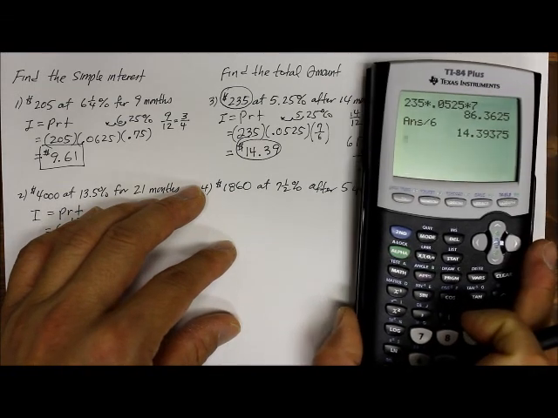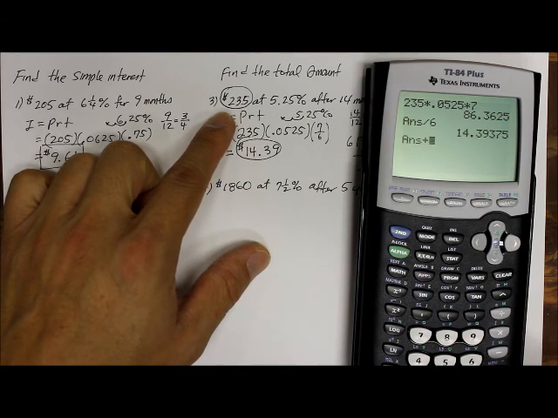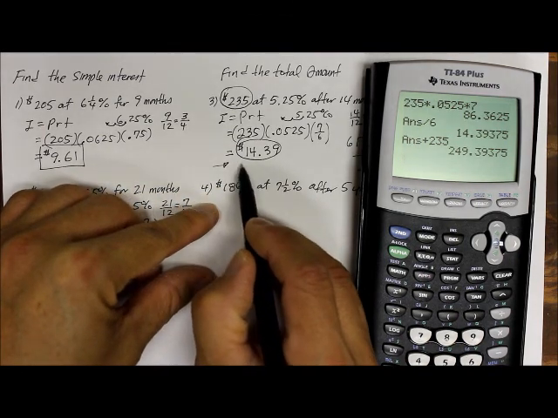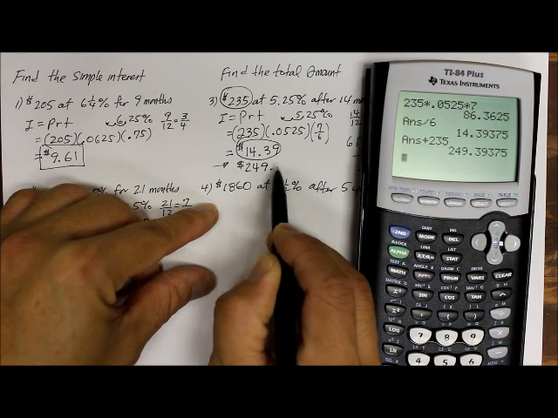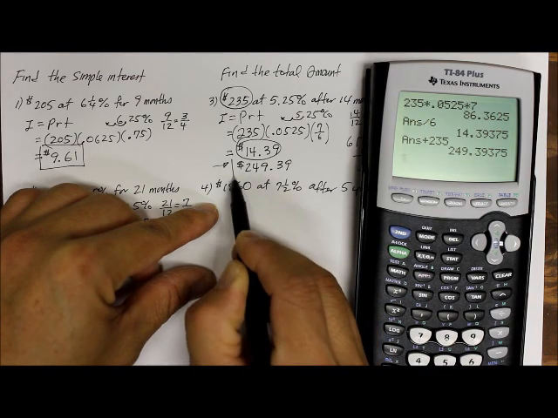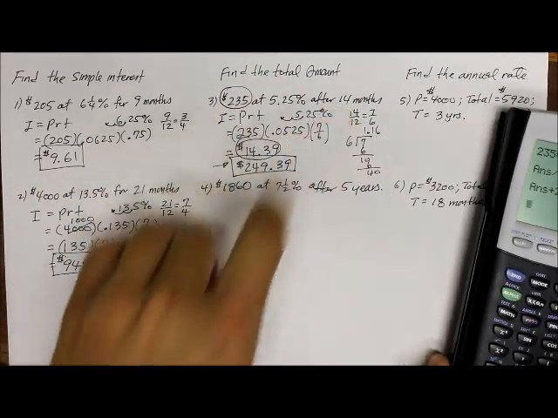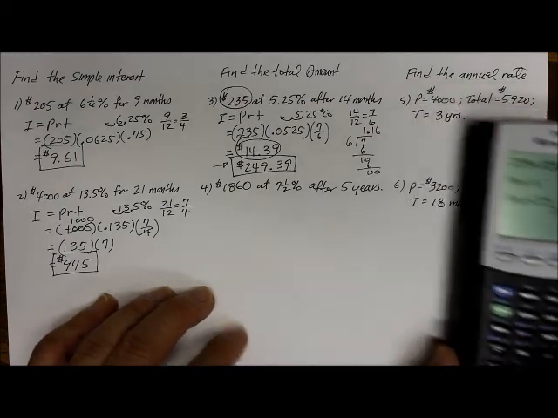Since we have a calculator open already, let's go ahead and add that to it. Plus 235. Our bank balance is going to be $249.39. Now that is our total amount after 14 months. Okay? This time you try this one.